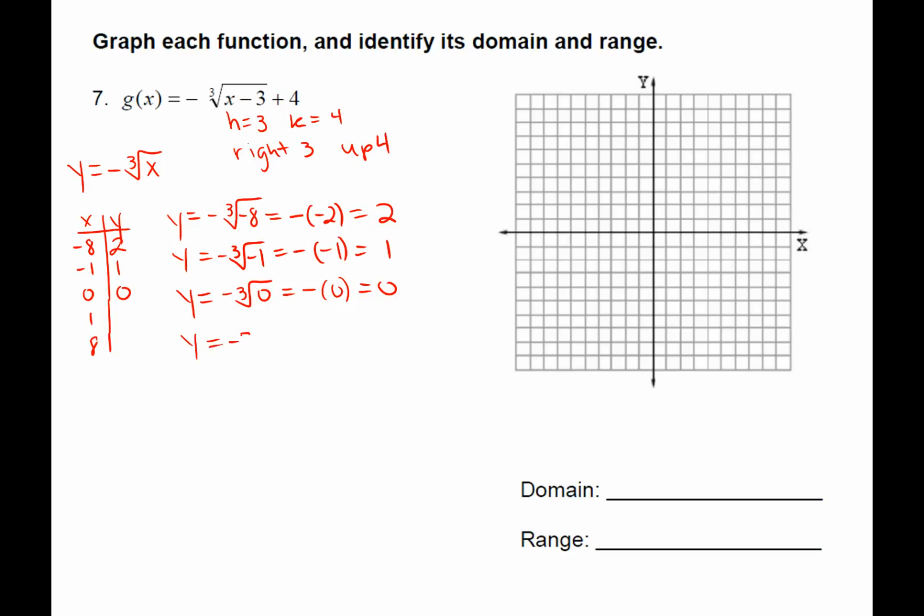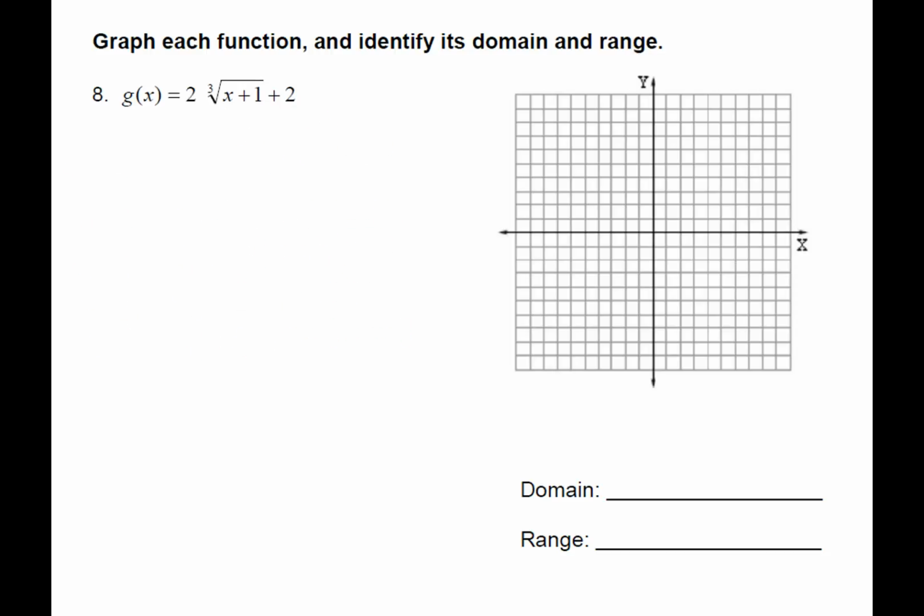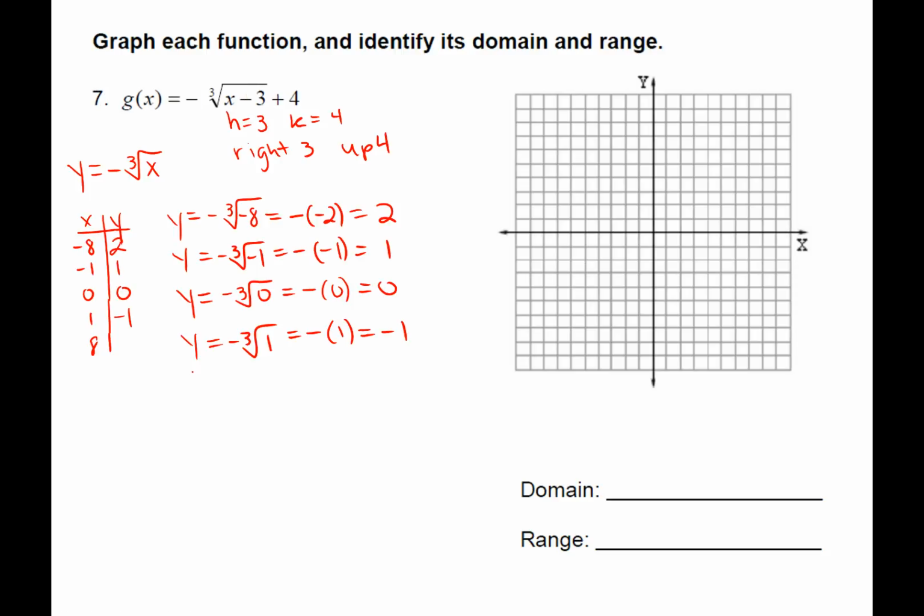And then when I plug in 1, the cube root of 1 is 1, but I still have the negative in front. So now it's negative 1 for my answer. And then negative cube root of 8. Cube root of 8 is 2, and the negative in front makes it negative 2. So I'm going to graph all those points. I have negative 8, positive 2; negative 1, 1; 0, 0; 1, negative 1; and 8, negative 2.